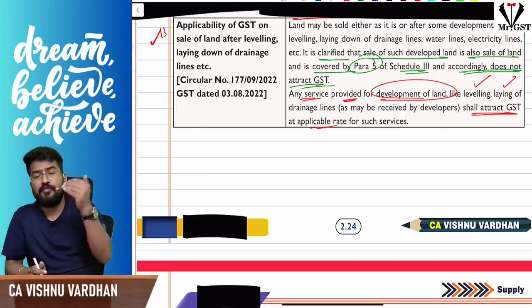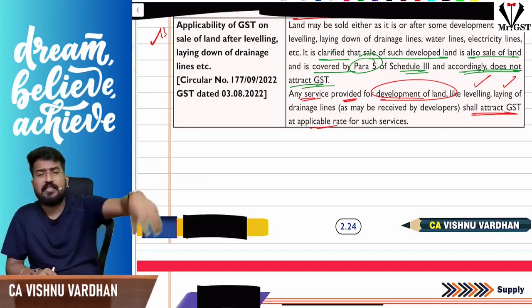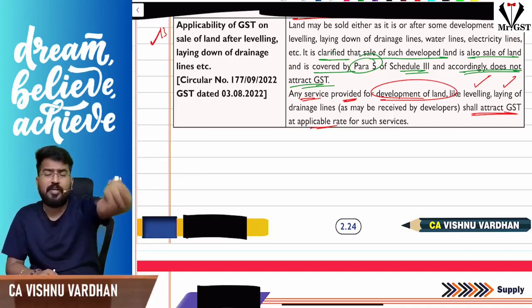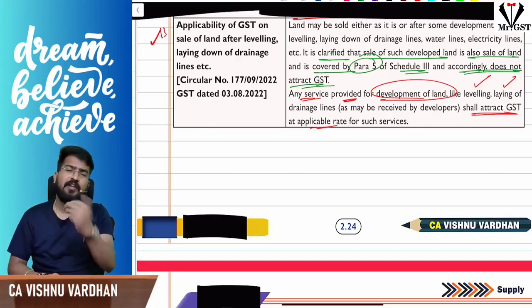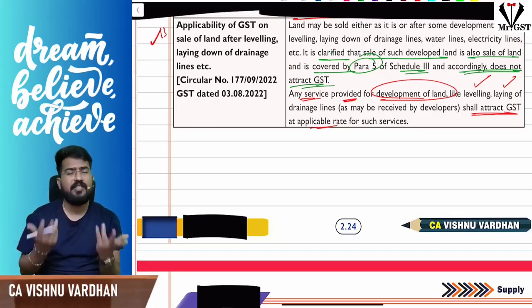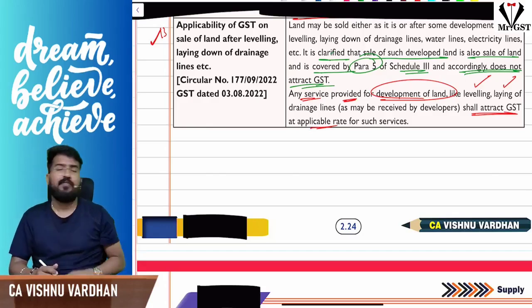But the process of leveling the land, constructing the compound wall, putting up the drainage lines or the electricity infrastructure, all that stuff will become supply. But sale of land after leveling the land, it is still land only, it is immovable property, so it is not a supply.